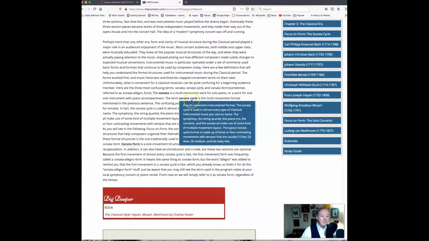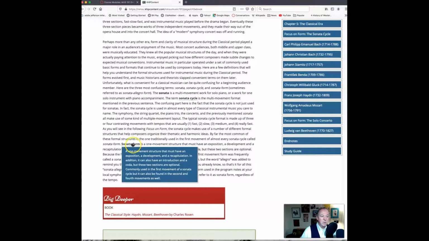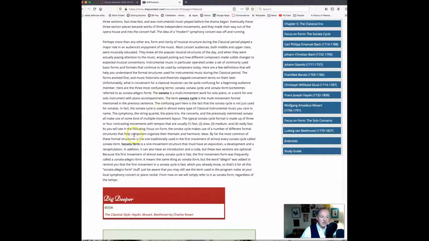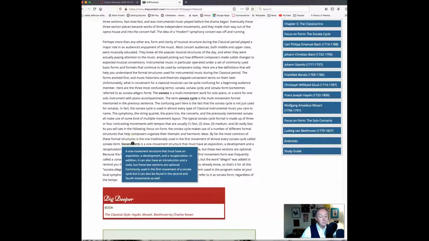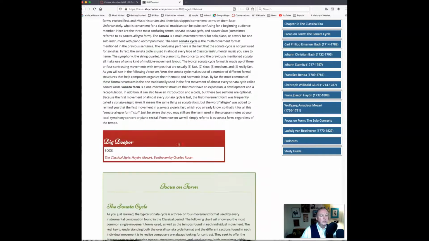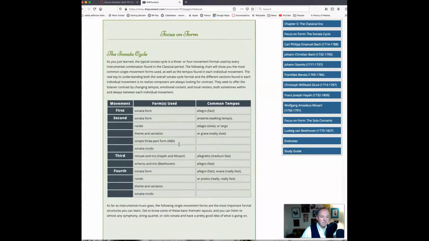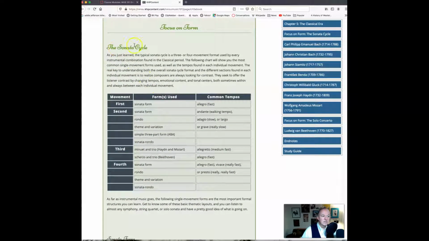And then we have this multi-movement work. The first movement is almost always something we call Sonata Form. You've got to have 3 things to have it: exposition, development, recapitulation. If you don't, you ain't got a sonata form. So you can see they're all 3 closely related, but they mean different things. You have a focus on form. Very important. Here's the Sonata Cycle. Here's a table. Memorize the whole thing. It will serve you well.